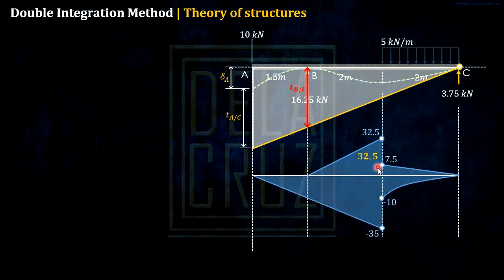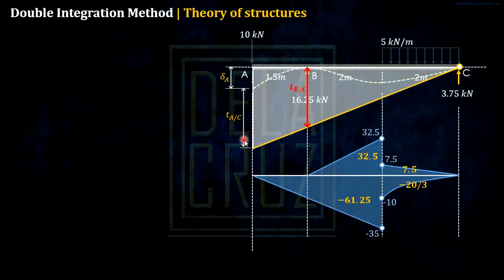Okay, look at this. By the way, let's solve the area na lang. This area here is the area of the triangle. 1 half of 2 times 32.5. So the area is 32.5. Now, the area here naman is 1 half of base, that is 2, times 7.5. 7.5 rin. Dito naman sa ibaba, 1 half of 3.5, diba? Times 35. So that will be negative 61.25. Okay, so area naman ito, take note, this is a spandrel. So the area of the spandrel, recall, that is 1/3 of base, that is 2, times negative 10. So the area of this diagram is negative 20 over 3.